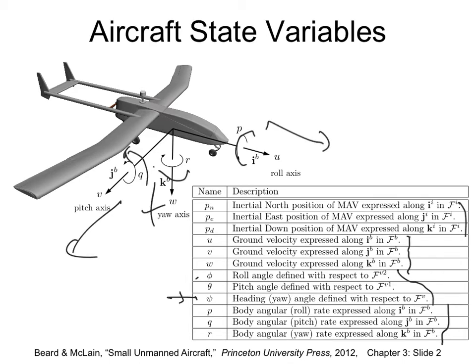Okay, so these are the 12 states that your S-function will solve for. So we will have to set up a first order differential equation for all of these, right? We need to find Pn dot, Pe dot, Pd dot, U dot, V dot, W dot, phi dot, theta dot, psi dot, P dot, Q dot, R dot. So some will be linear velocities, some will be linear accelerations, some will be angular velocities, some will be angular accelerations. Okay?